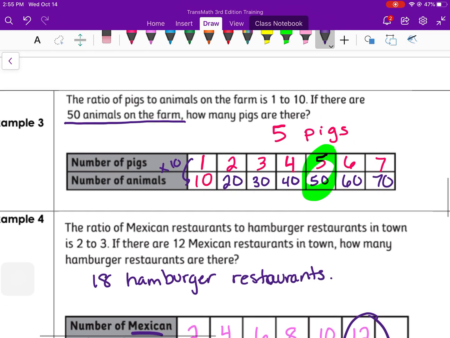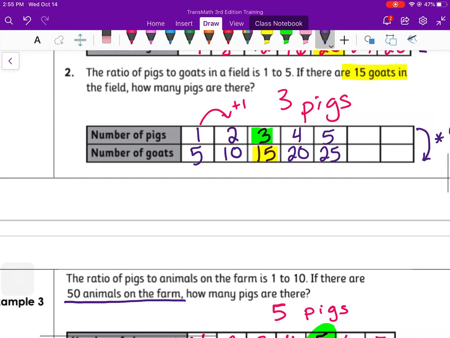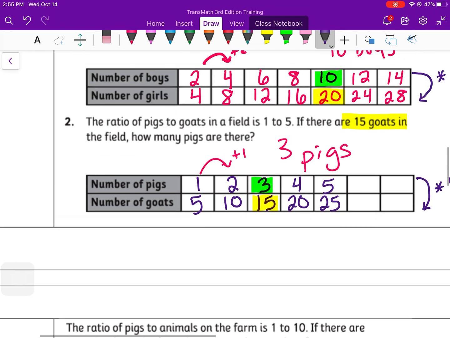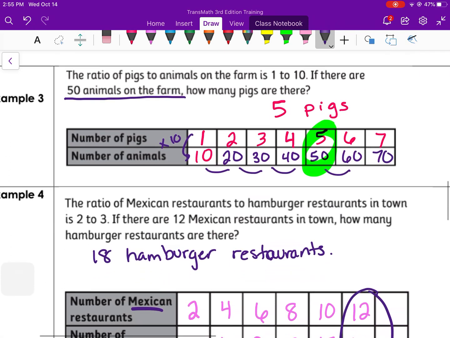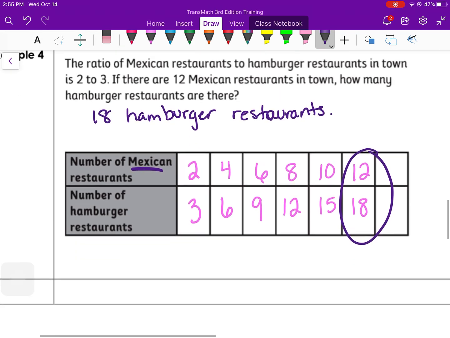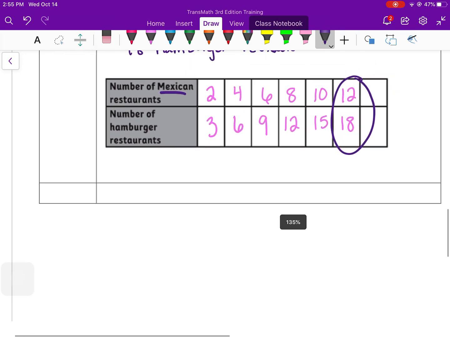You can see the pattern up here too. I'm counting by 1s on the top, and I'm counting by 10s on the bottom. So that's essentially the same pattern. This one I was counting by 1s on the top and 5s on the second row. This one I'm counting by 2s on the top and 4s on the second row. So they all follow a similar pattern as well.